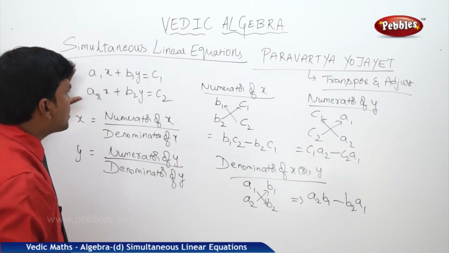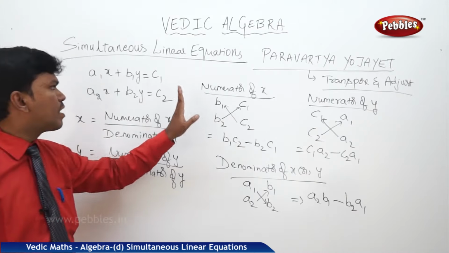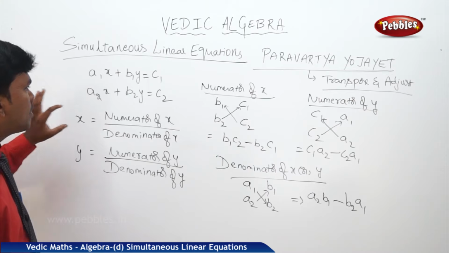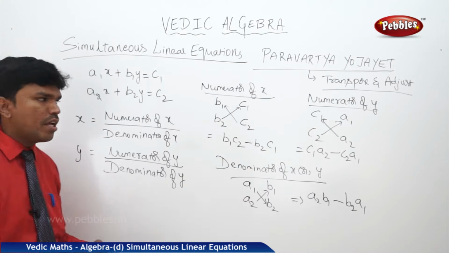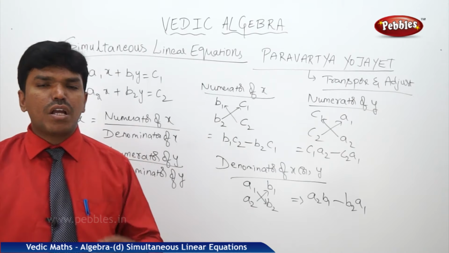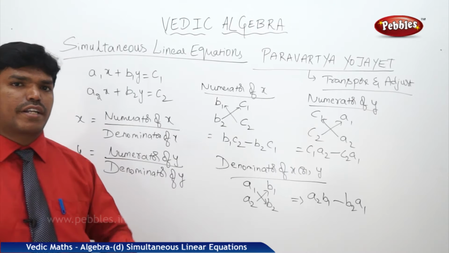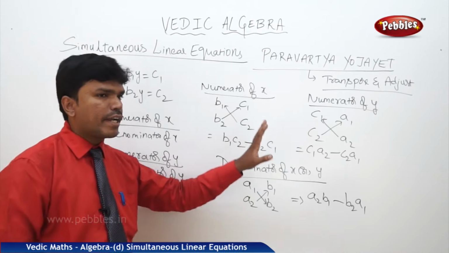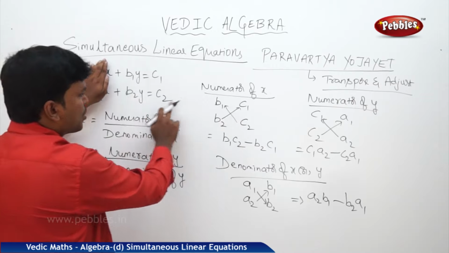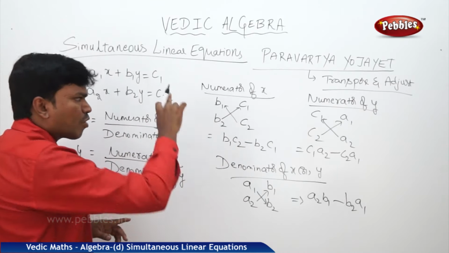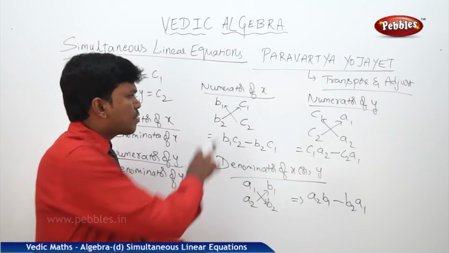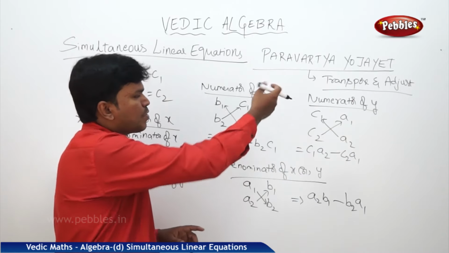The simultaneous equations are of the form a1x plus b1y equal to c1, a2x plus b2y equal to c2. First of all, we need to write down the solutions x and y. The answer is divided into two parts: numerator of x and denominator of x for the x term, and numerator of y and denominator of y for the y term. Numerator of x we get just by ignoring the x coefficients. The remaining coefficients are b1 c1, b2 c2. Write down b1 c1, b2 c2. Cross multiply and take the difference in a forward manner: b1 c2 minus b2 c1.